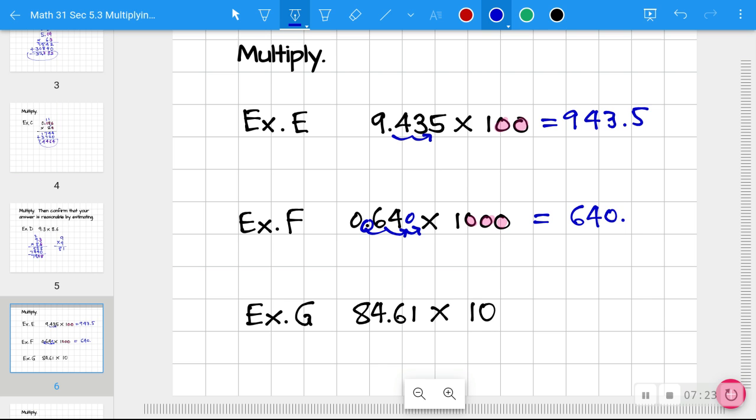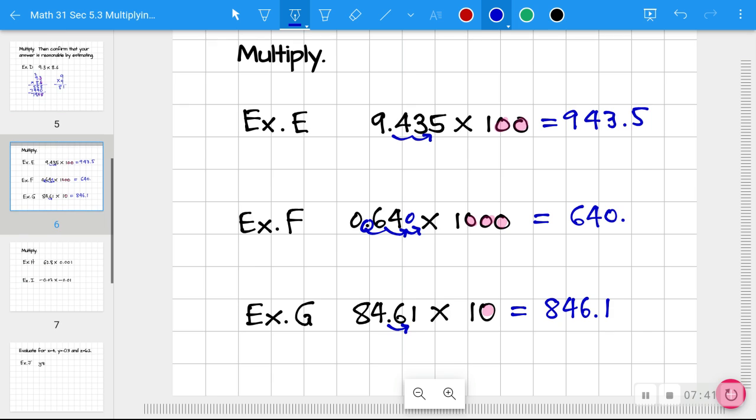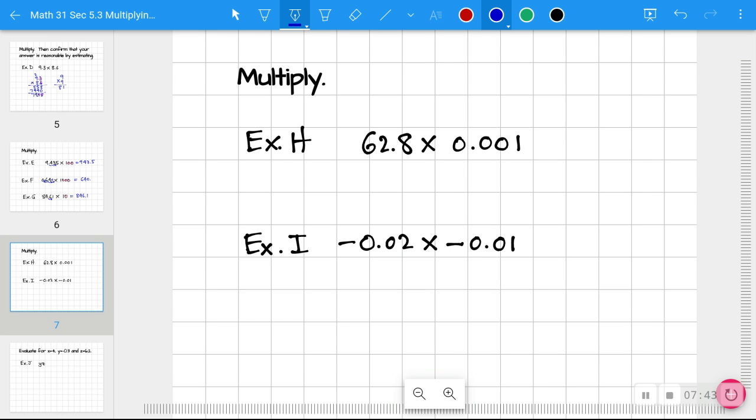Okay, here you're just going to move the decimal. When there's 1 0, you're going to move the decimal 1 place. So it's 846.1.